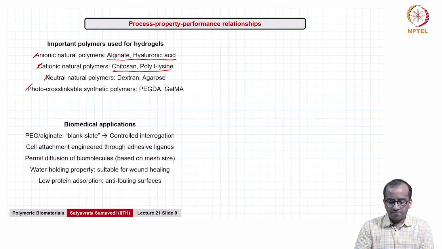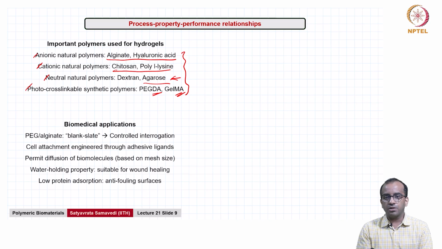You can also have polymers such as dextran and agarose, which are not per se charged. Agarose, as we saw earlier in this lecture, can undergo physically driven thermal gelation. Of course, depending on the functionality, the acrylate group, you can have photocross-linkable synthetic polymers. And all of these are very important types of polymers that are used for hydrogel preparation in biomedical applications.